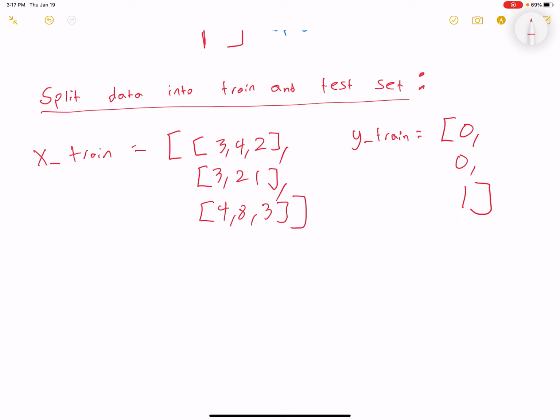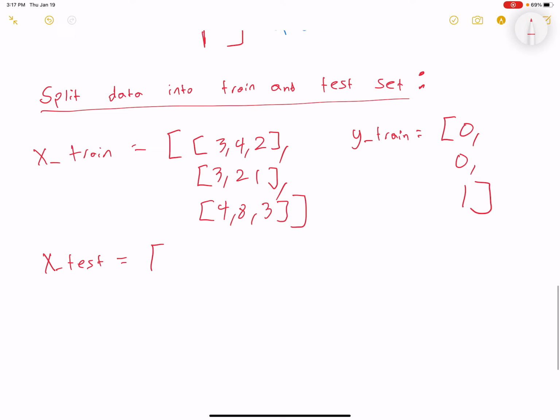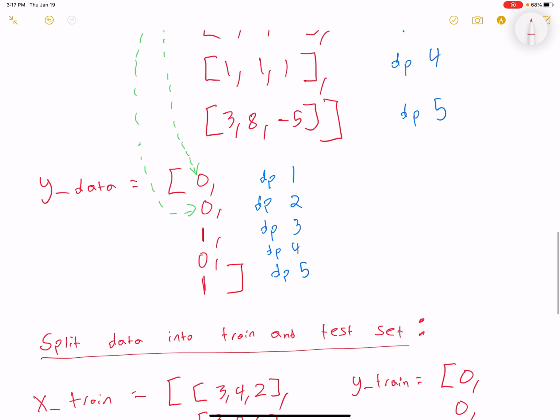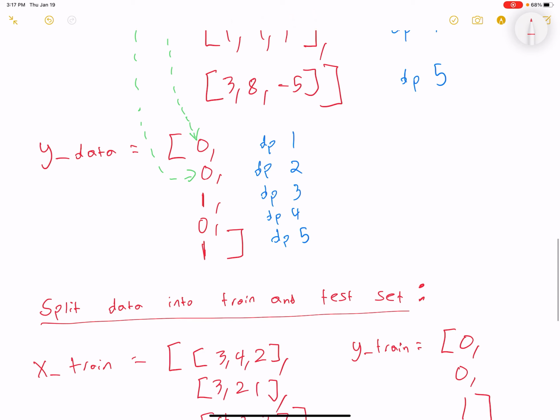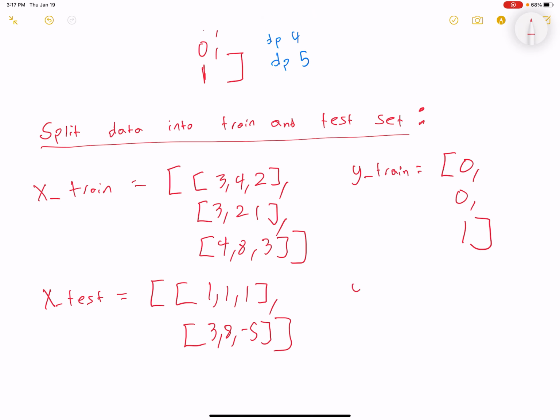And we do the same thing for the test set. So X test equals 1, 1, 1, comma, 3, 8, negative 5. Those are the last two data points in our entire data set, held out not to train the model, but to test the model. And the corresponding test labels are 0 and 1.